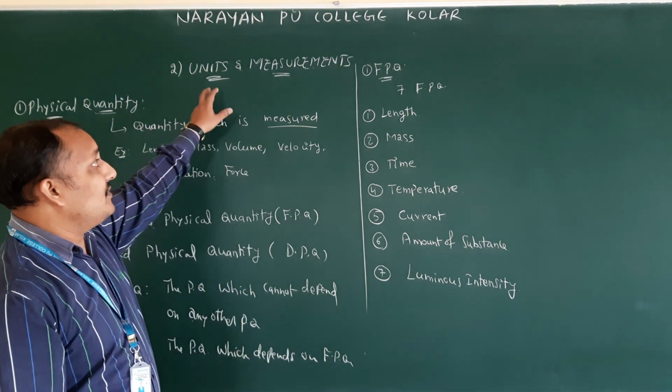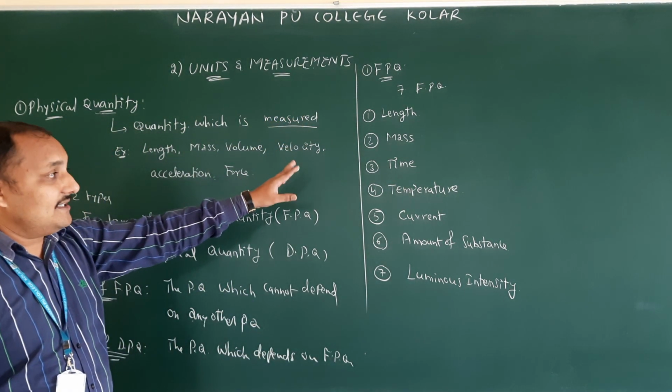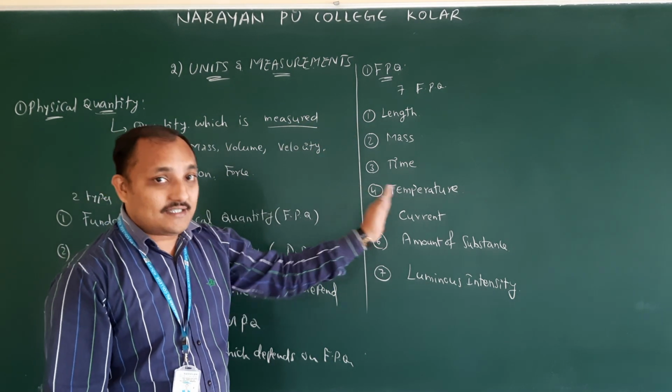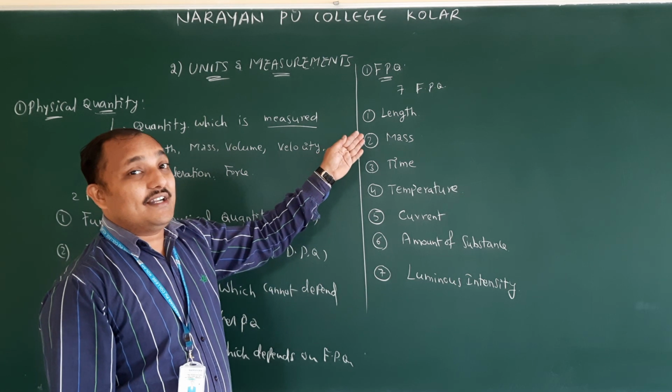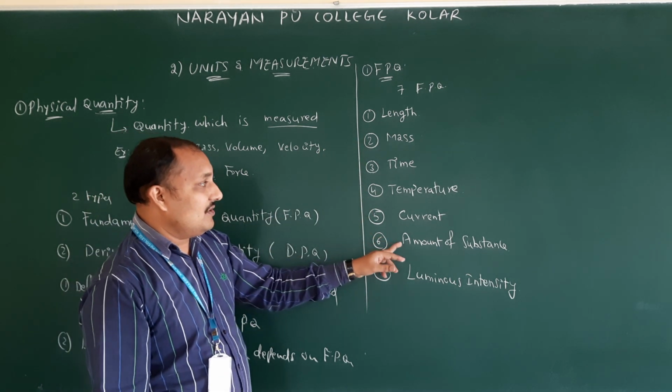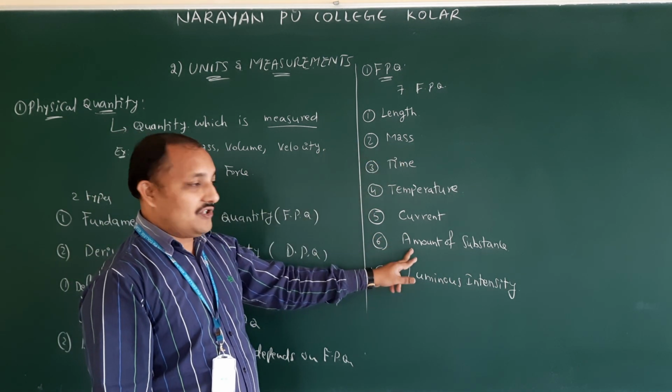But still, we did start the unit and measurement. I am just giving the basics, and these are also very important for that lesson. So all these 7 we are calling fundamental physical quantities. Now, I told you, mass and the amount of substance.